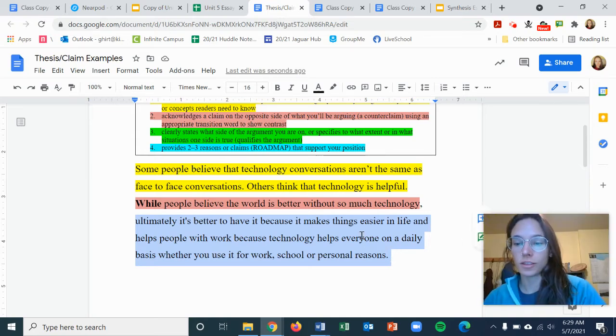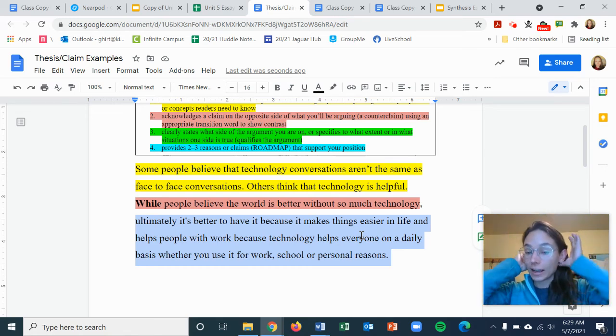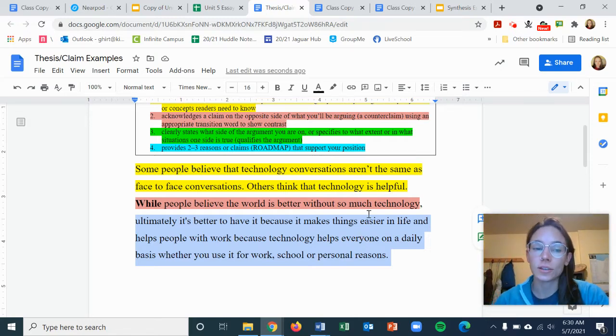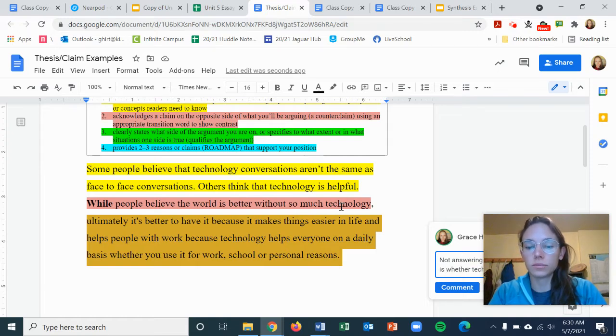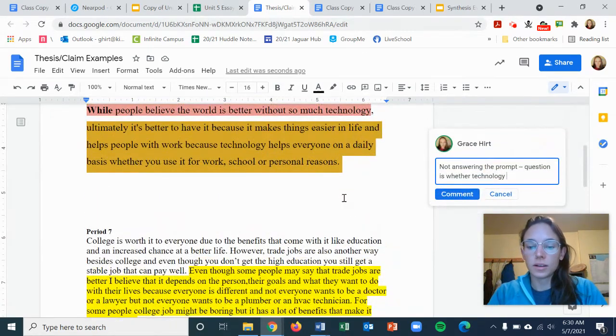So here's the issue here. The question for this prompt was, does technology isolate us, right? So Sherry Turkle's claim is that technology isolates us from one another. This person is talking about technology, but not whether it isolates us or brings us together, right? So this is not answering the prompt, right? The question is whether technology isolates us or brings us together.